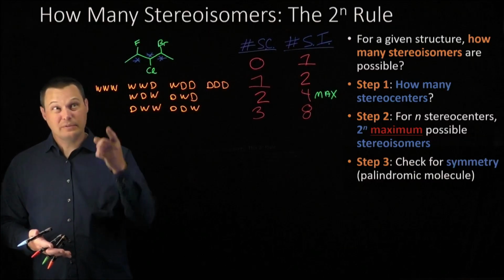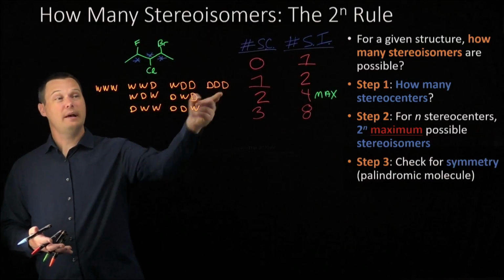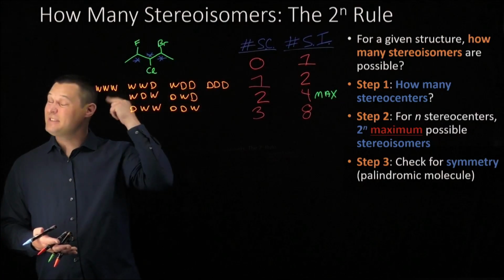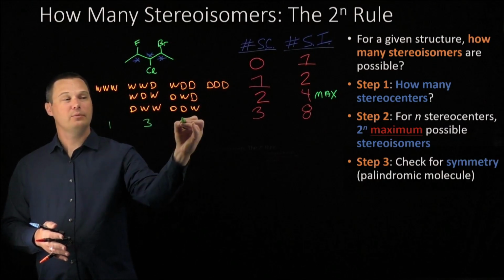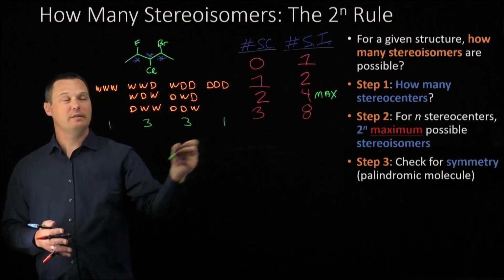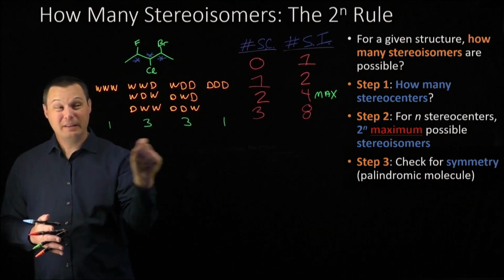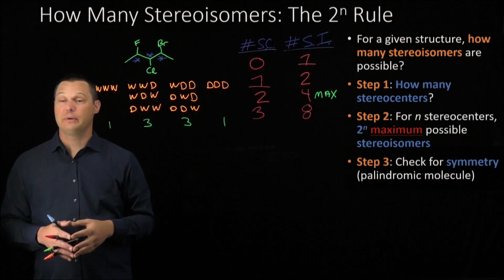As a quick side note, keep this kind of binary systematic walk through all possible combinations in the back of your mind. Notice there's 1 possibility in this column, 3 in the middle 2 columns, and 1 in the final column. That will be a really important ratio when we get to NMR spectroscopy.